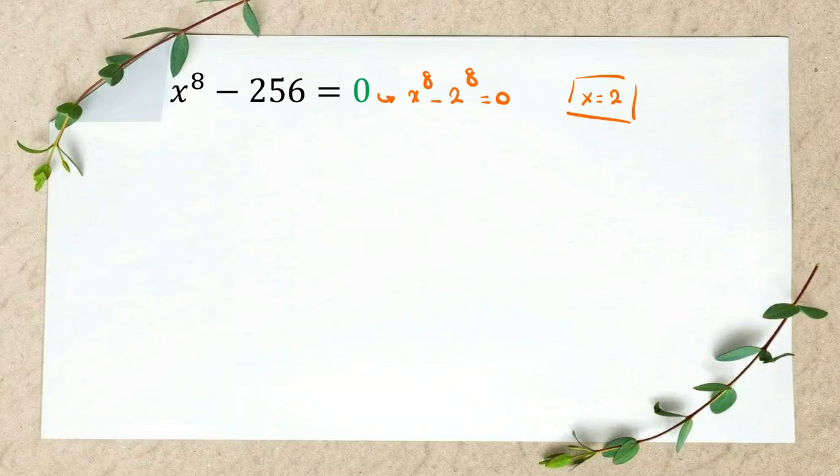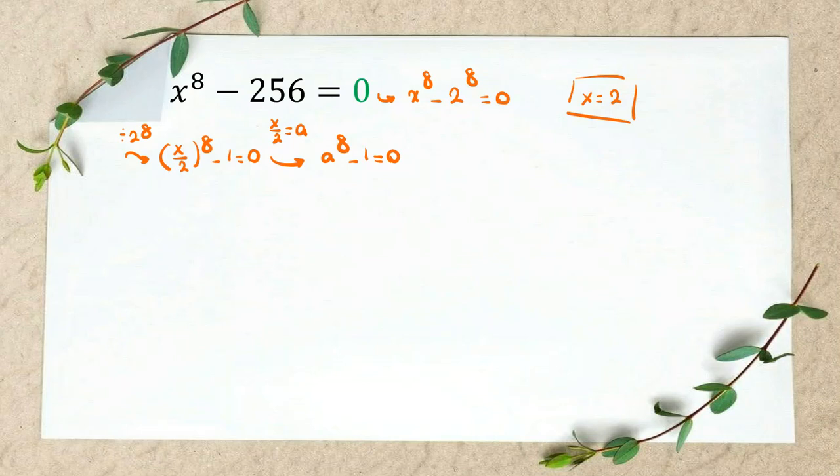Now, in the next level, I divide both sides by 2 to the 8. So it will be (x over 2) to the 8 minus 1 equal to 0. Then we can consider x over 2 equal to, for example, a. So a to the 8 minus 1 equal to 0. Then in the next level, we can use one famous formula.